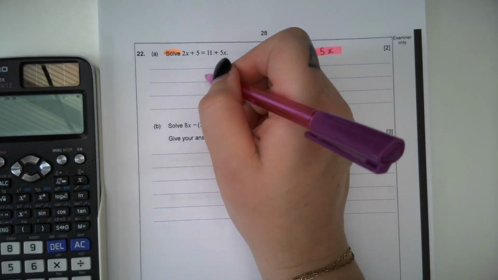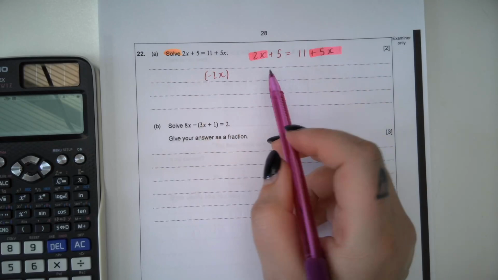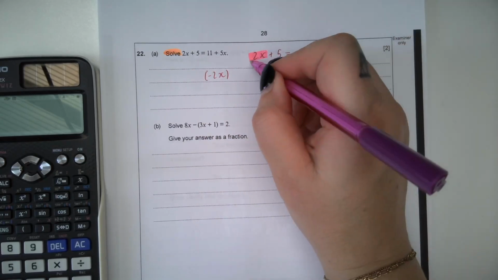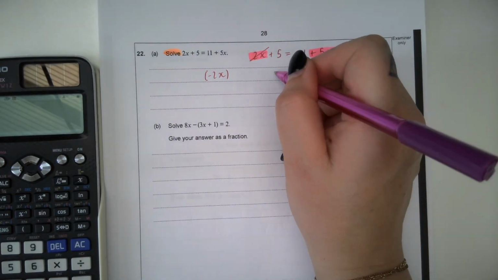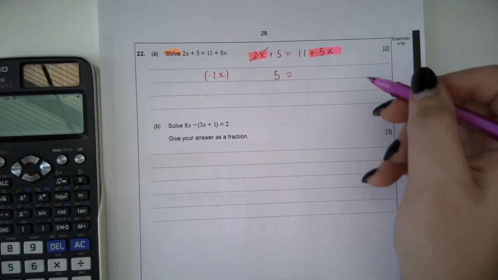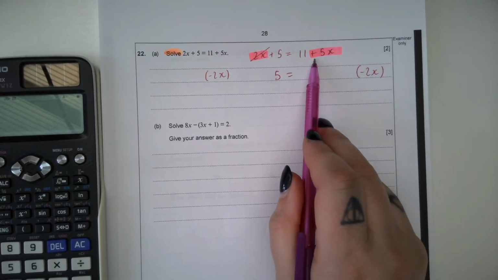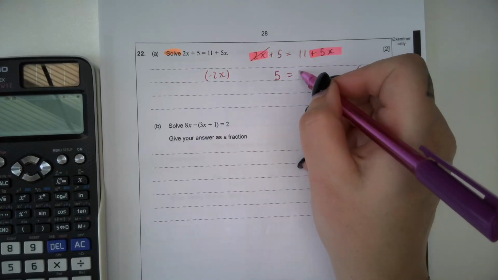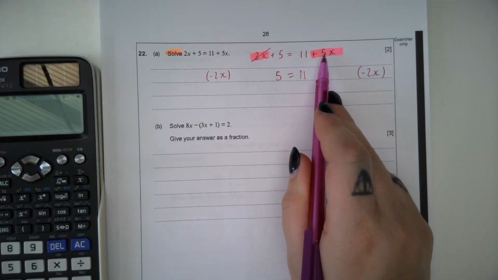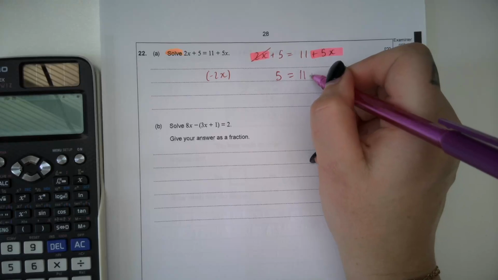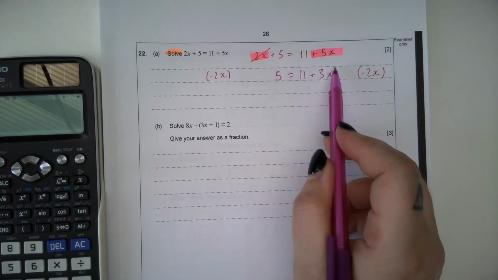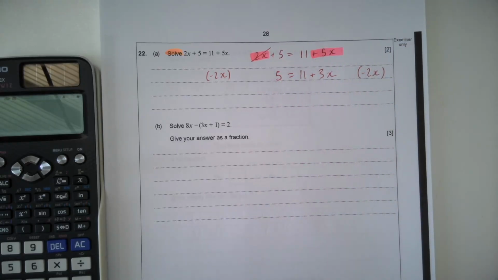So to eliminate it, I'm going to take 2x away. So when I subtract 2x from the left-hand side, it eliminates 2x, just leaves me with the 5. But I have to do the same to both sides to balance the equation. So when I subtract 2x from the right-hand side, 11 stays as it is, but 5x subtract 2x leaves me with positive 3x. Now I've got a two-step equation.